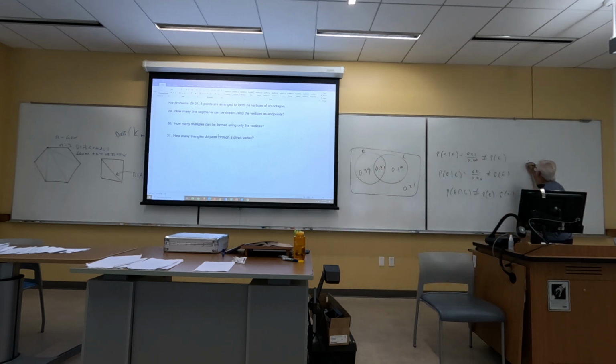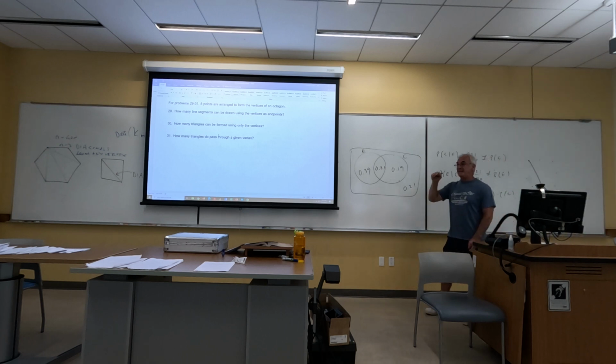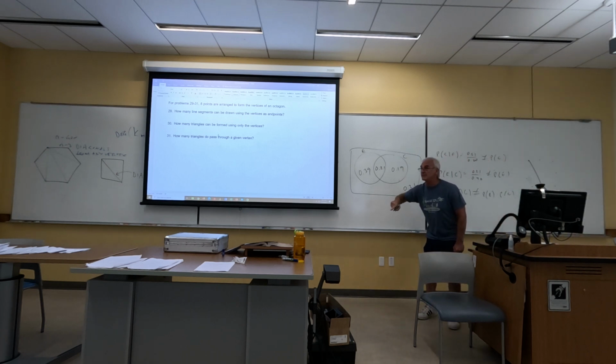Because when I draw this line segment, I count that as one line segment coming out of this vertex. But I also count it as one line segment coming out of this vertex, don't I? Oh. So is it 8 times 7 over 2? Why? Because each line segment is joining 2 different vertices, and out of every vertex, I can draw 7 line segments.